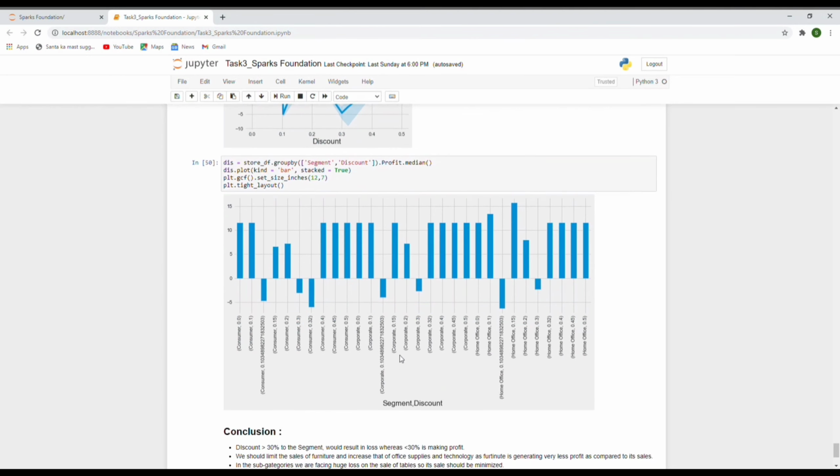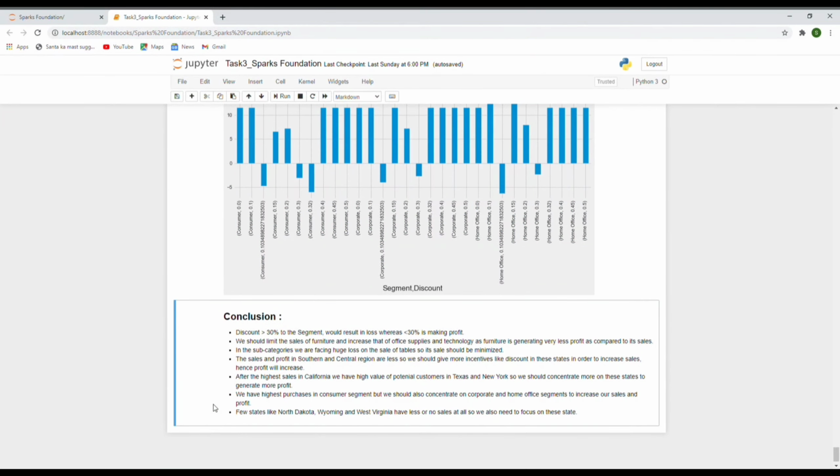Okay, and here is a combined scenario of profit of all the segments with a discount percentage. Like consumer with 0% discount will have this much profit, and consumer with this 0.2% discount, it would have this much profit, and corporate with this much discount would have this much profit. Likewise, we have encountered that various segments, at various discount percentages, can have this much profit and this much loss. Let us now brief the work areas.